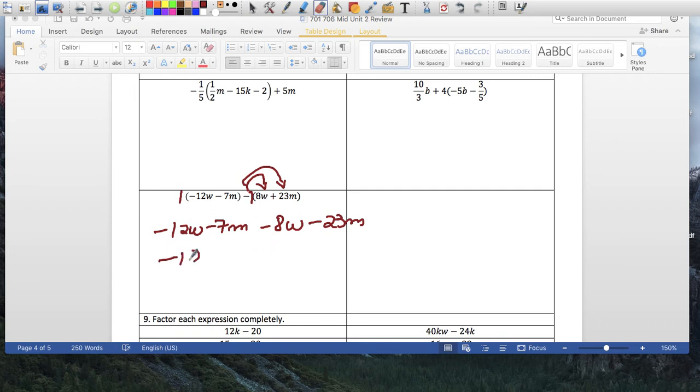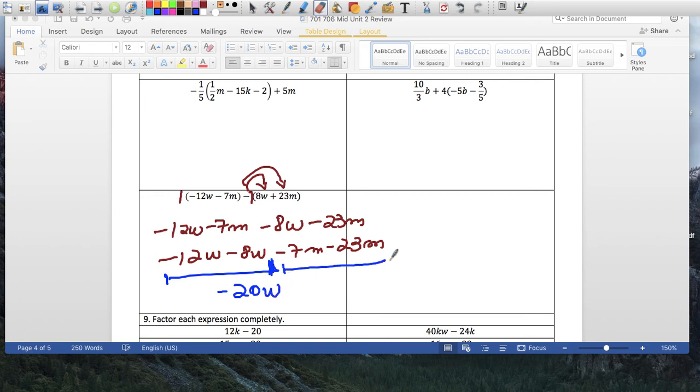Okay. Combine like terms. Let me move some things around. All my like terms are next to each other. Combine these two guys up to here. Negative 12w minus 8w is negative 20w. Negative 7 and negative 23 is negative 30m. Okay, so much easier now that you have a calculator.